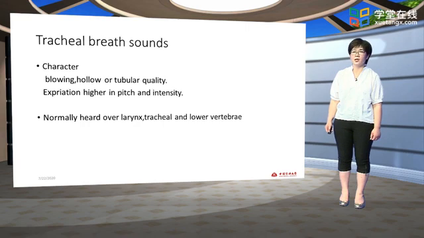It is normally heard over the larynx, trachea, or lower cervical vertebra. It is produced by the in and out movement of air through the narrow aperture of the glottis. The low pitch of sound during inspiration is due to the glottic aperture being wider during inspiration.